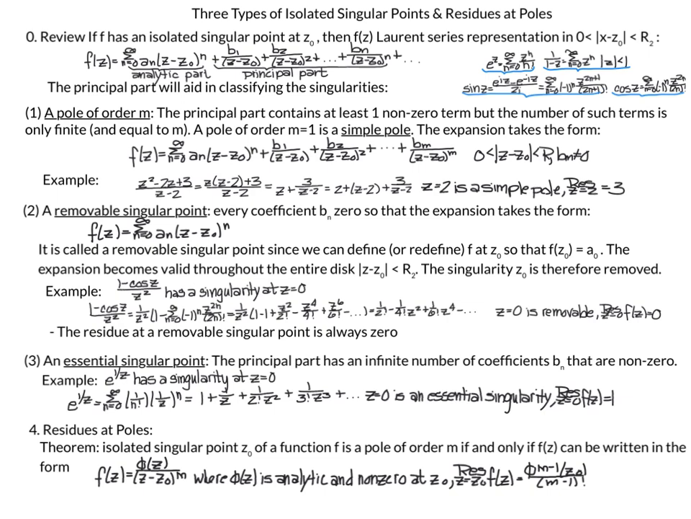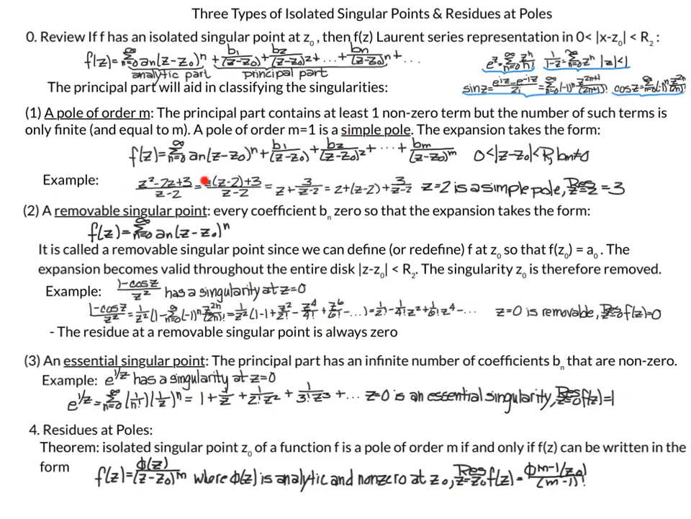If our Laurent series takes this form, that is, the principal part contains at least one non-zero term, but the number of such terms is only finite and equal to m, then we say that the singularity is a pole of order m. And if we have a pole of order m equals 1, we call it a simple pole.